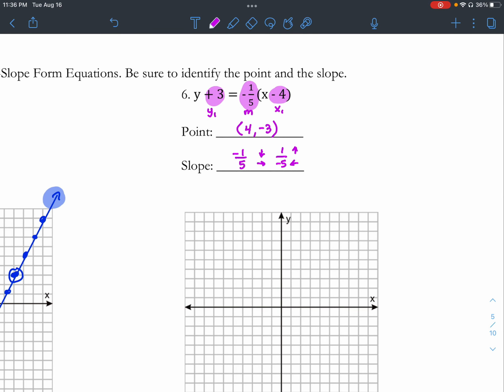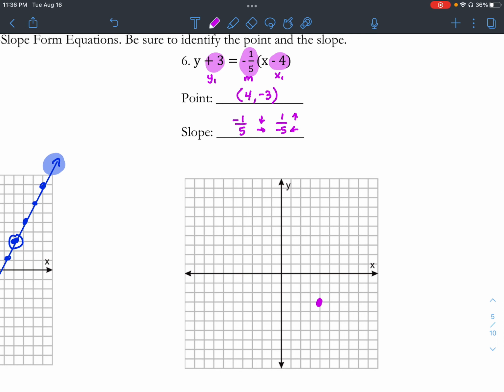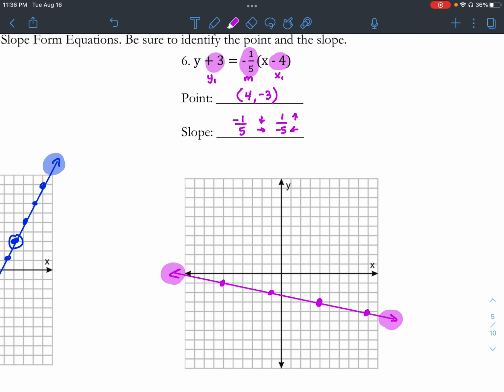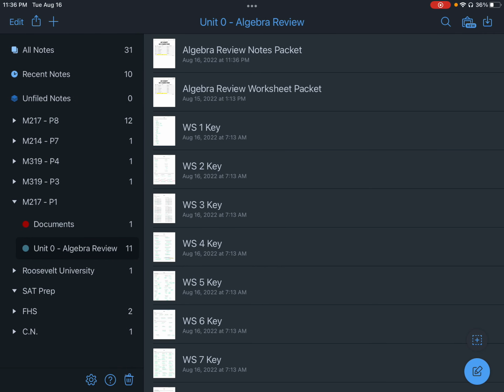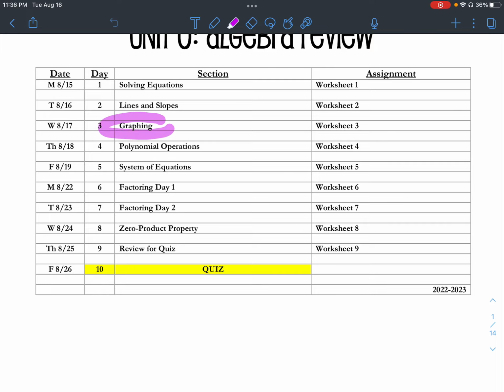4, negative 3. Looks like it's right here. If I go down 1, right 5, I should end up here. Up 1, right 5. Oh, I'm sorry, up 1, left 5. Up 1, left 5. Those are the only ones that will probably fit. And voila, we've got it. So it's a nice little recap of yesterday, and then adding a little bit of flair to it with the extra little graphing. For homework, you guys are working on today graphing worksheet number 3.